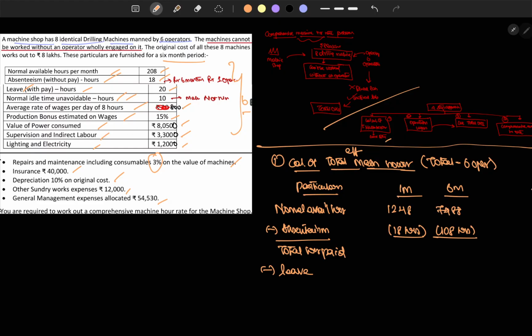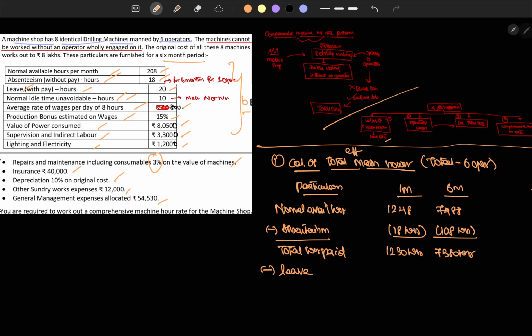7488 hours. So absenteeism for the entire 6 months happen for the entire 6 operators. For 1 month happened is 18 hours. For the 6 months 108 hours, right? So 1248 minus 18, which gives us 1230 hours, and for 6 months 7488 minus 108, which gives us 7380 hours.